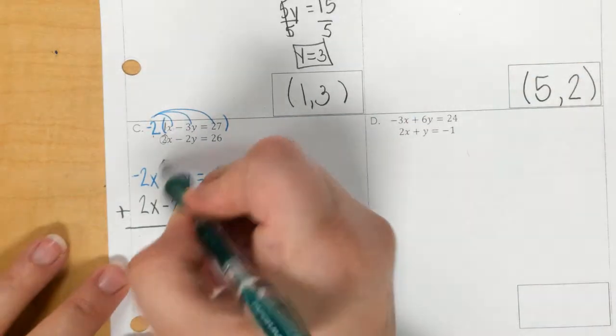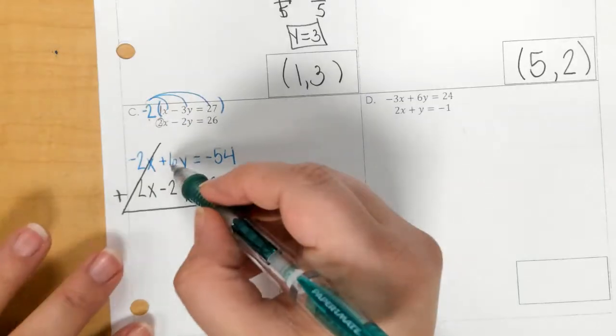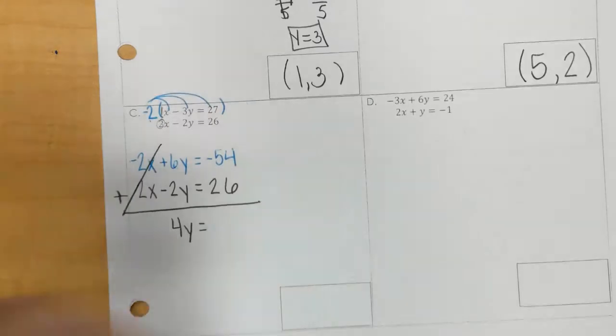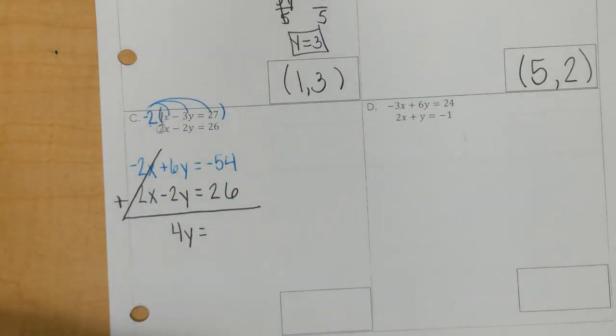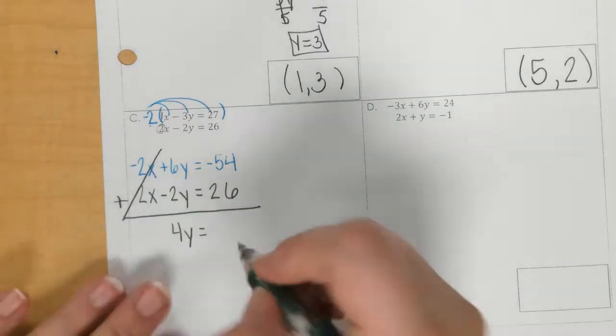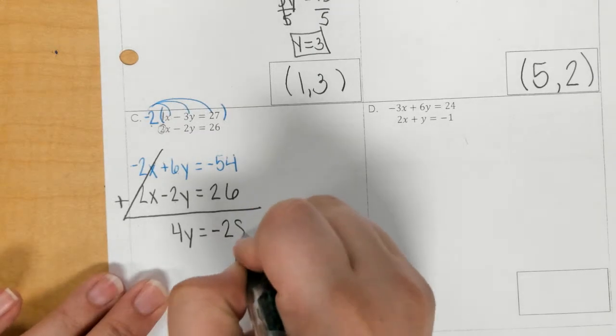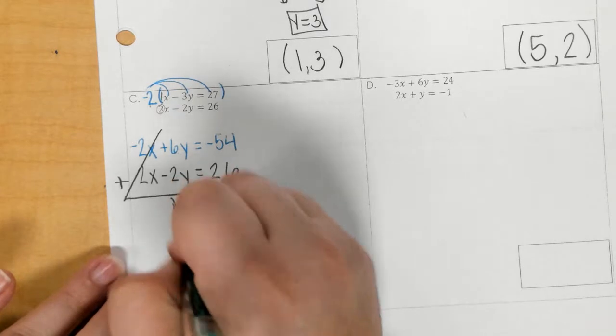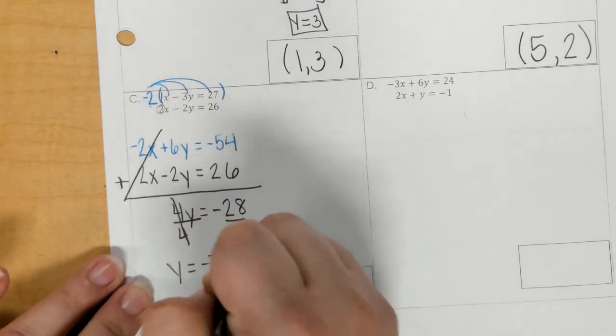So let's solve. I eliminate. I combine. 6 minus 2 is 4y. Negative 54 plus 26 is negative 28. Divide by 4, and y is negative 7.